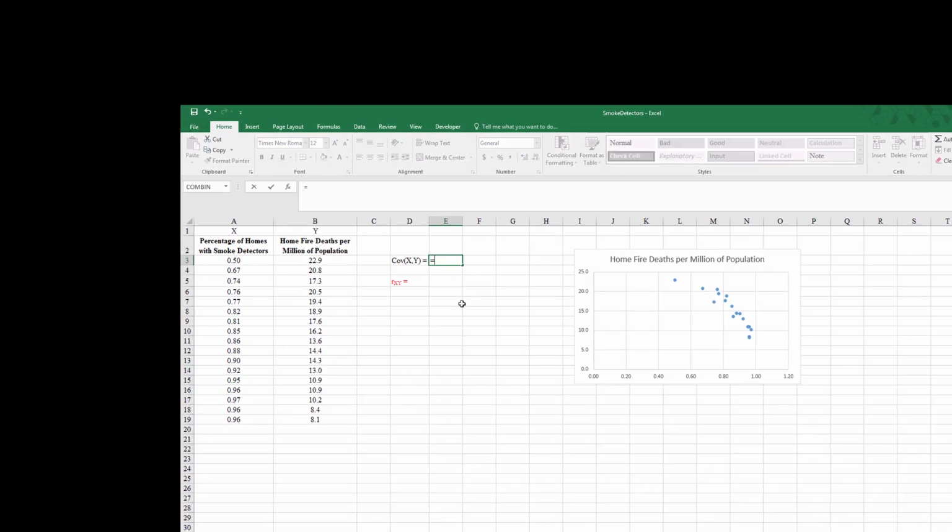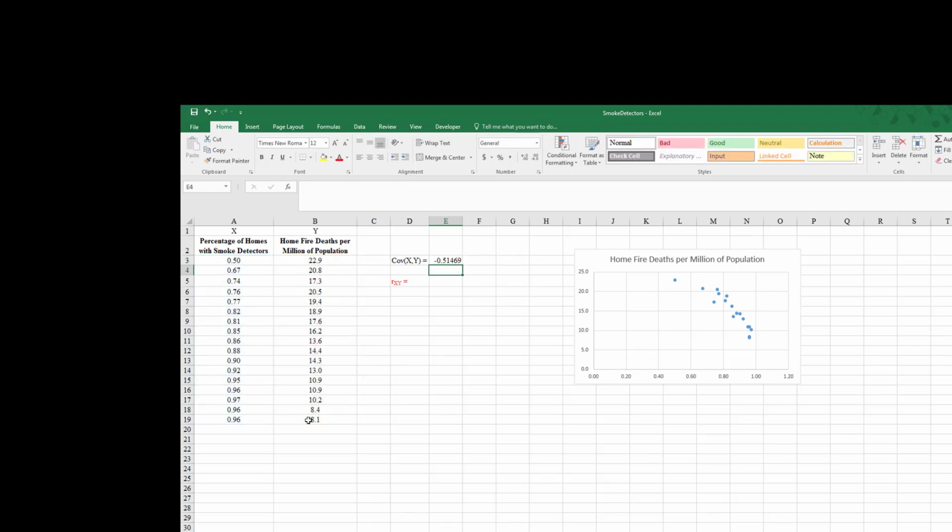So as usual, I'll just start typing and see what comes up. COV, okay, there we go. COVARIANCE.S, so for a sample; the .P would be for a population. It needs two arrays, so I have two of them sitting right over here. Here's the one for the variable I'm calling X because I didn't want to have to rewrite percentage of homes with smoke detectors over and over again. The second array I'm calling Y, once again, because I didn't want to write home fire deaths per million of population over and over again.